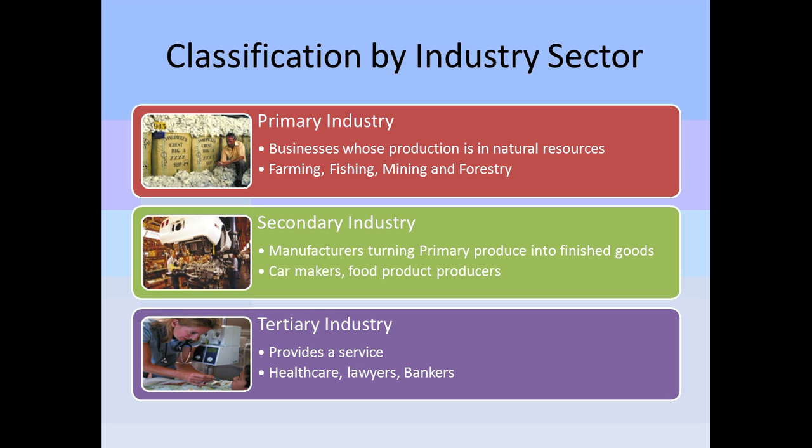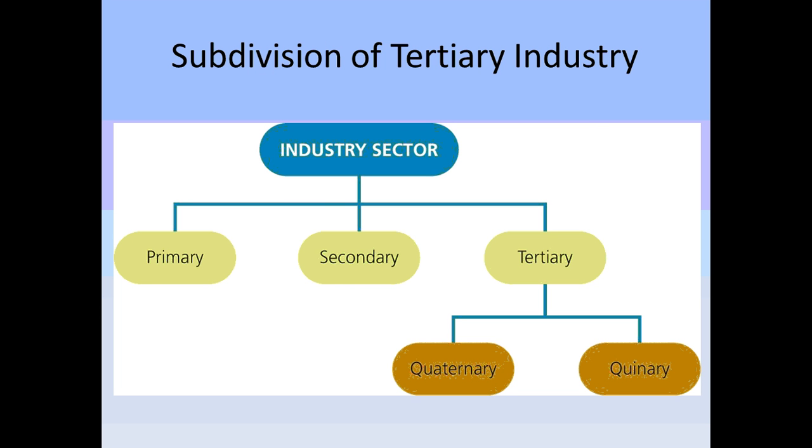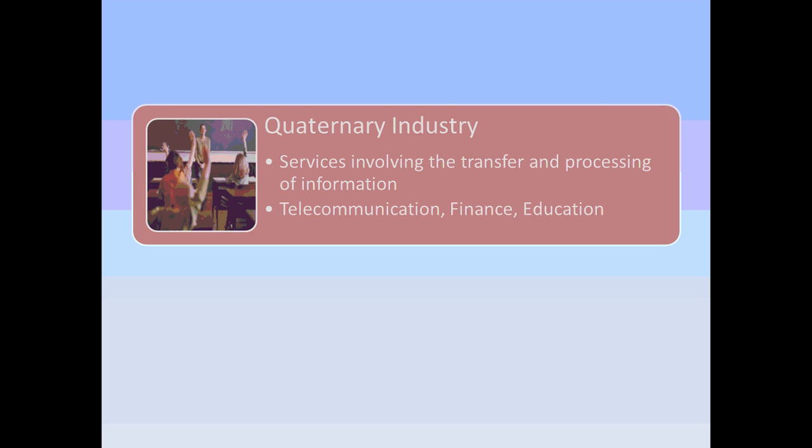In fact, it's so large that it's now divided up into two subsectors, known as the quaternary and quinary industries. They are both service industries, but have a different sector of the services sector that they play in. The quaternary industry involves services involving the transfer and processing of information. This includes telecommunications, financial services, and education, all related to information.